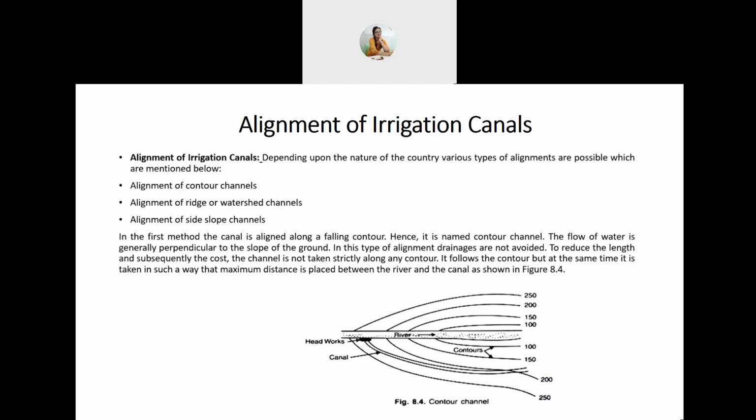In this type of alignment, drainages are not avoided. So, to reduce the length and subsequently the cost, the channel is not taken strictly along any contour. It follows the contour, but at the same time, it is taken in such a way that maximum distance is placed between the river and the canal, as shown in figure 8.4. In this figure, you can see the headworks, the flow of the river. Inside there are contours and canals.